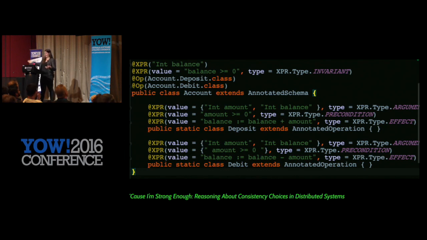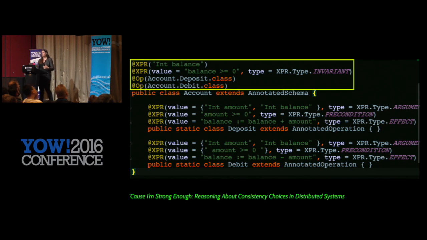So you do this in a design stage. So what it's going to say is, okay, my account balance is an integer. The balance has to be greater than or equal to 0. This is an invariant, that must hold. This thing must always be true in this system. And then it defines the different actions that you can take, which are debit and deposit.